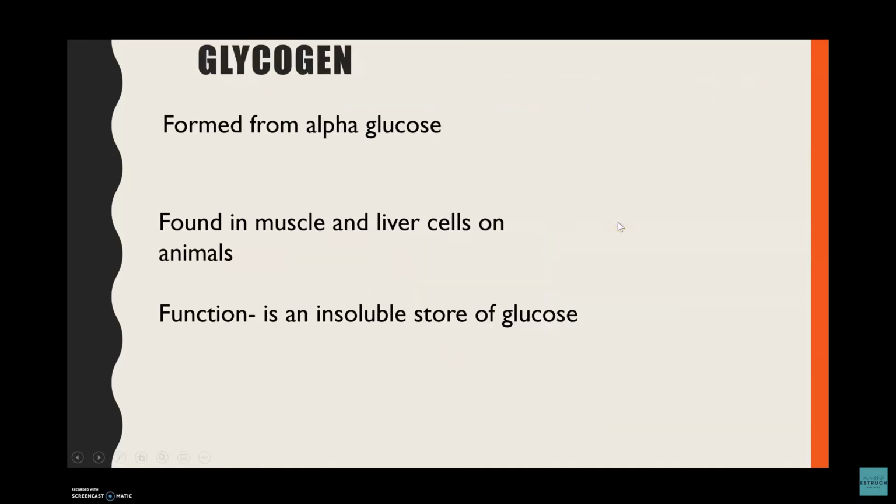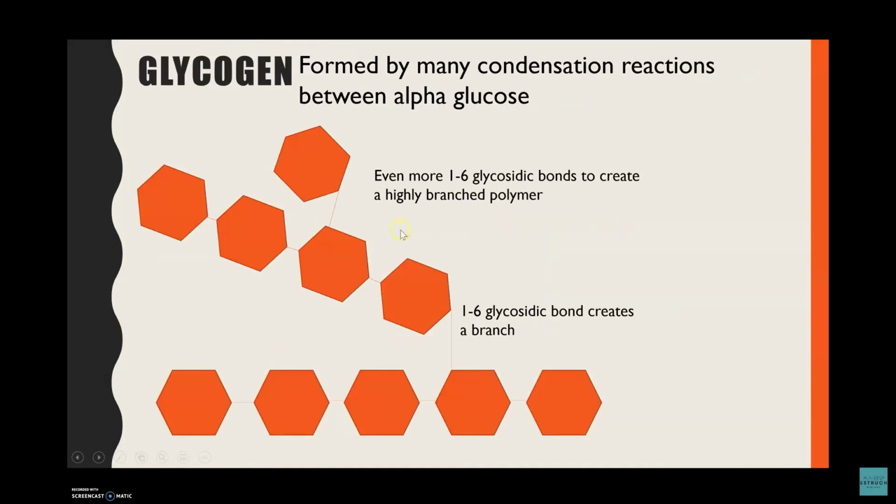The next one then is glycogen. This is also formed from alpha glucose. This time though it's found in animals inside of the muscle and liver cells. The function is also an insoluble store of starch, so we are going to see some very similar structures. So we can see that glycogen looks incredibly similar to amylopectin. It has 1 to 4 glycosidic bonds and it has 1 to 6 glycosidic bonds.